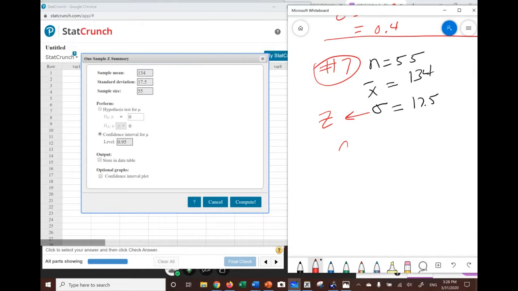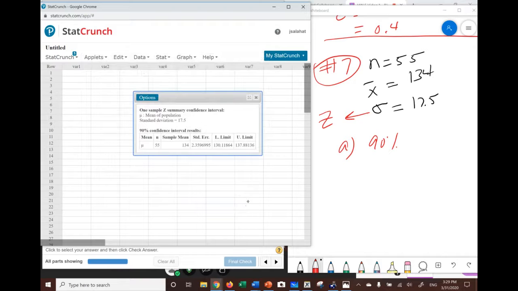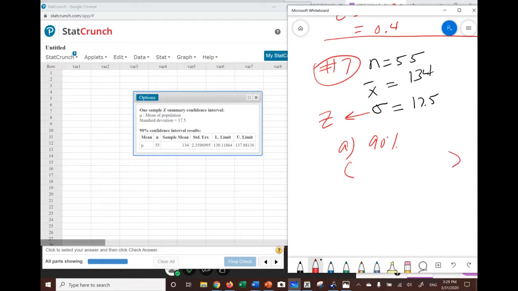And in part A, they tell us to use 90%. So we're going to put in here 90%. And if we put 90% and hit compute, for part A, the interval is going to be equal to 130 point... Let's go to 2 places, in case they want more, we can come back and do it. 130.12, and this is 137.88.